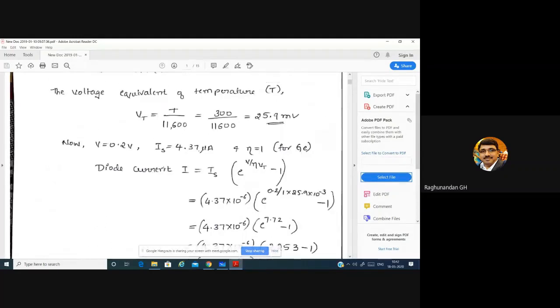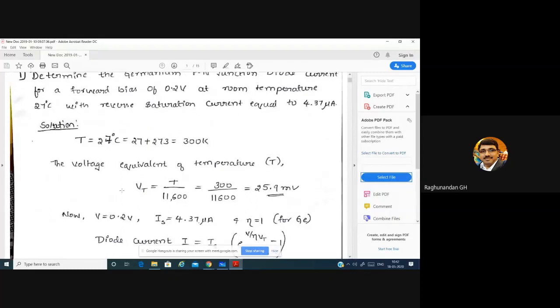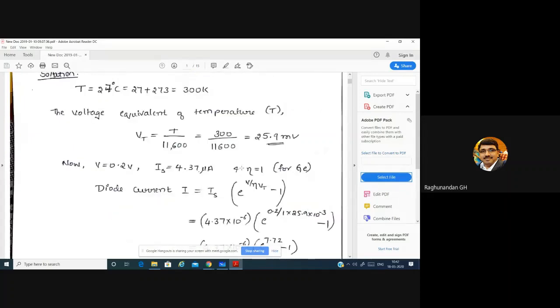This is a simple problem, but you should know how to convert to the voltage equivalent of temperature. You have to get it by T by 11,600. This step you should know. The rest of the things is just substitution.